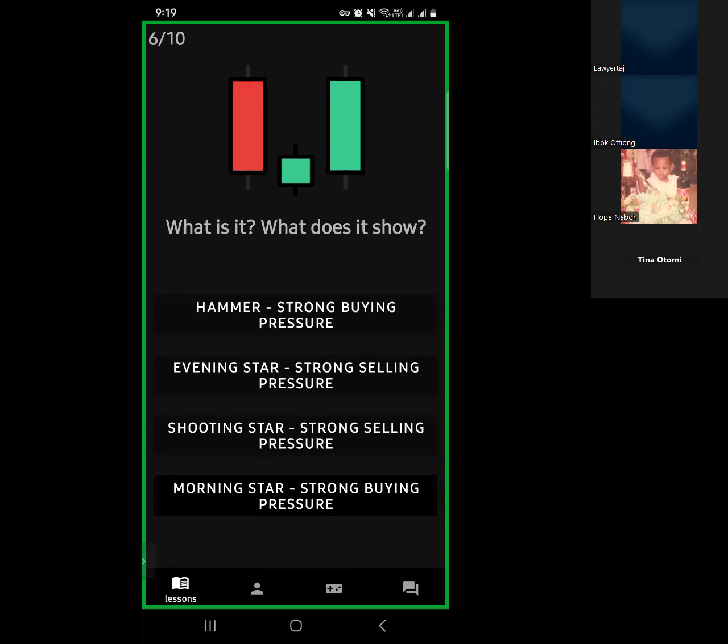Yep. Inky says morning star, strong buying pressure. Okay. UP, morning star. Emmanuel John, morning star. Okay. I need two more. Gilles, morning star. Dr. Hope says morning star. Okay. I'm going to choose morning star now.